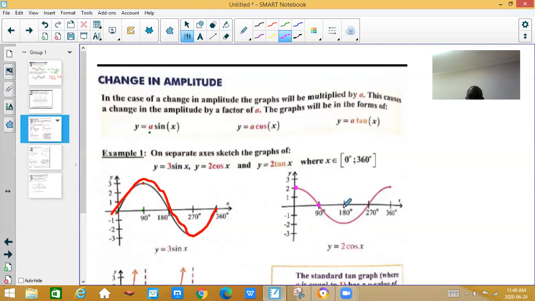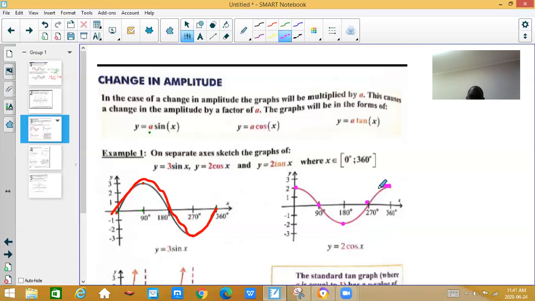You go on to 180. You are saying cosine 180. Cosine 180 is negative 1. You are using your calculator here, and since it is negative 1 times 2, it will give us negative 2. Cosine 270 is 0. 0 times 2 still maintains 0. Cosine 360 is positive 1. 1 times 2 will give us 2, so the graph will be this one.